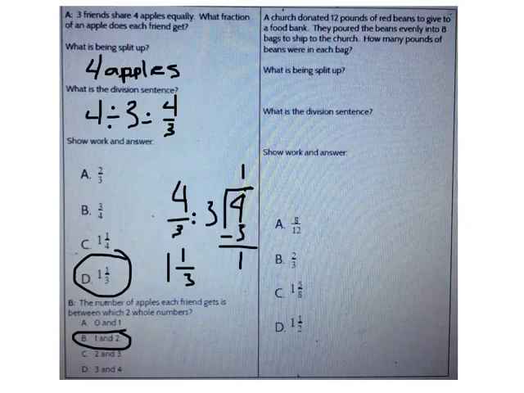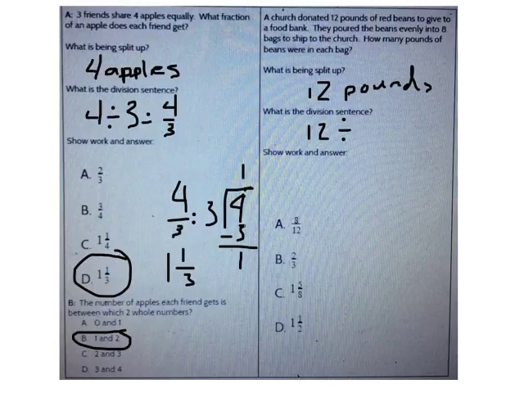A church donated 12 pounds of red beans to give to a food bank. They poured the beans evenly into 8 bags to ship to the church. How many pounds of beans were in each bag? What's being split up here? The 12 pounds of red beans are being split up. So what division sentence would I use? I would do 12 divided by 8.